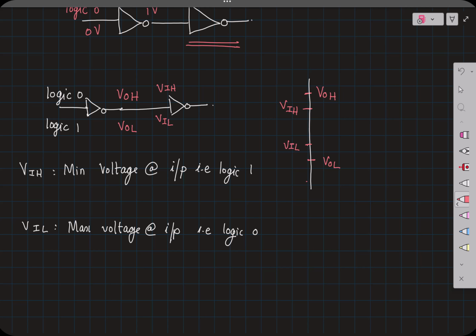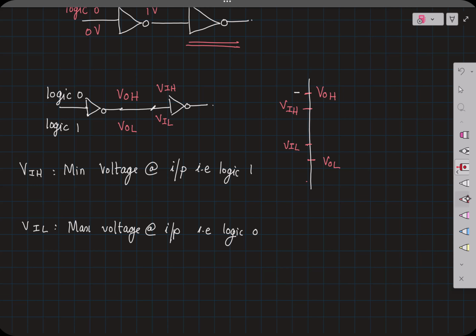Okay. Now the beauty of this implementation, this choice of VIH and VOH, is that, let's say you got some output at VOH. How much noise can you accommodate on this line and still have that net be identified, that signal be identified, as a logic 1 by this inverter?